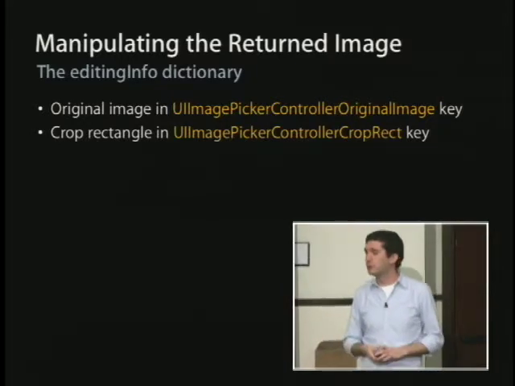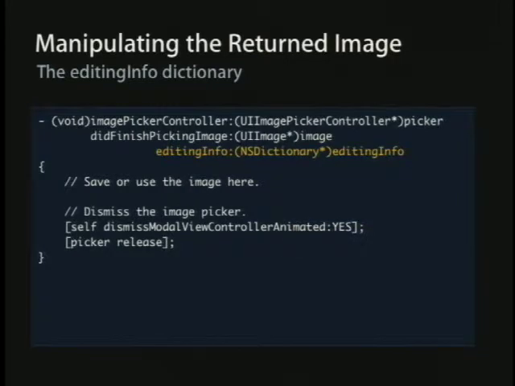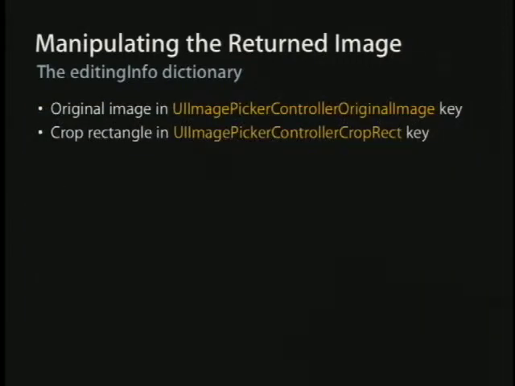that the user cropped to. If we go back here for a second, the did finish picking image part, the UI image that you get back in the delegate method is pre-cropped, right? So it's not the full image. It's cropped down to the size that the user actually picked. So if you need the full image, you actually have to get it out of that editing info dictionary.